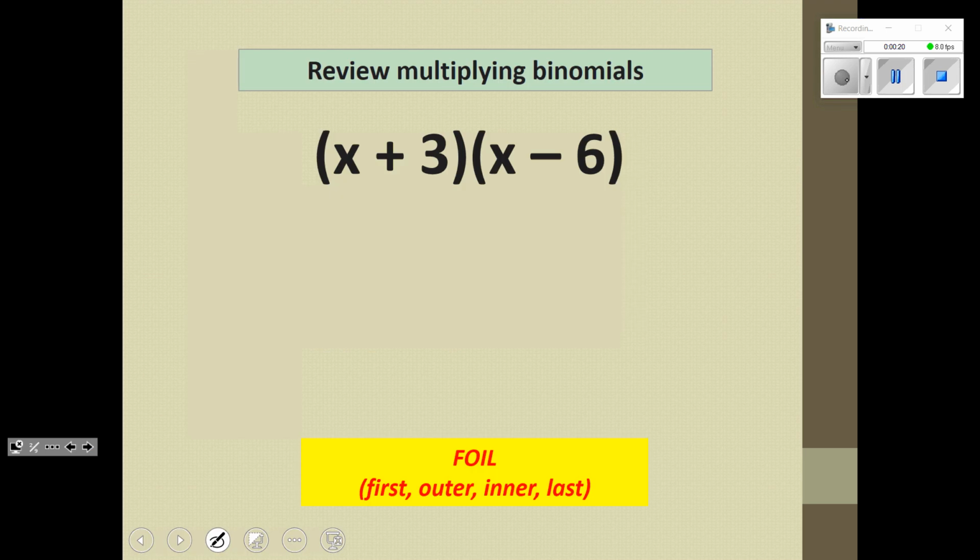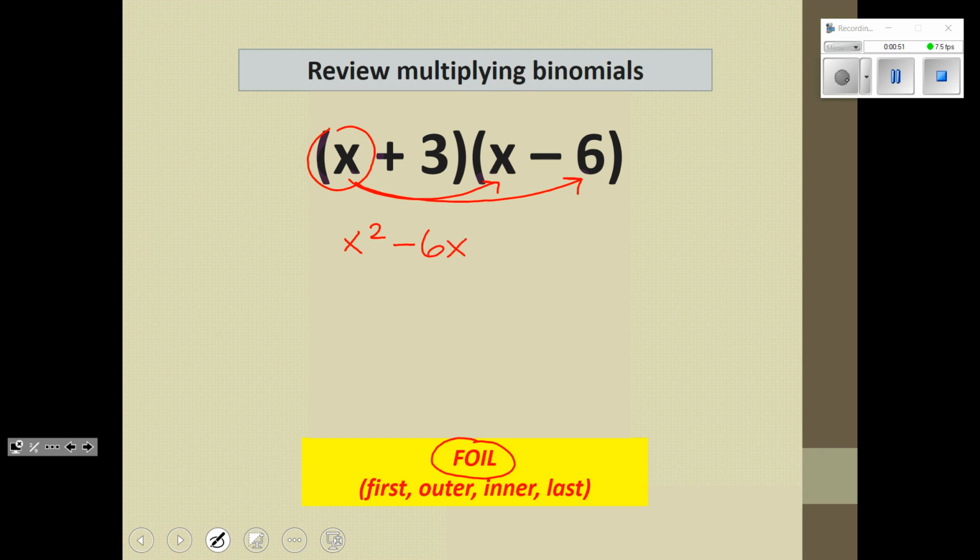Just for a little review, a couple lessons ago we looked at how to multiply two binomials. To multiply two binomials, we use something called FOIL, which leads us through the distributive property twice. So first we're going to multiply the x times each term in the second binomial. First we have x times x, which is x squared. Then we have x times negative 6, which is negative 6x.